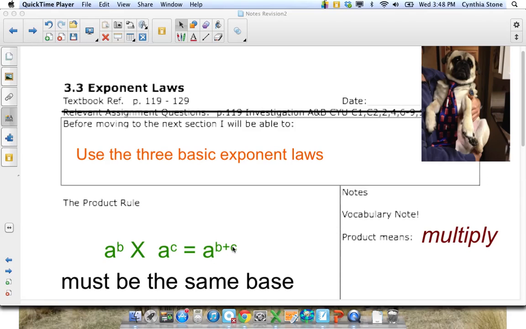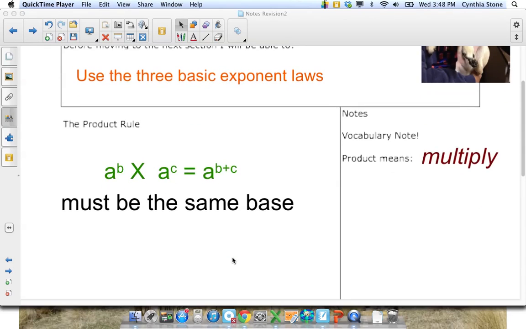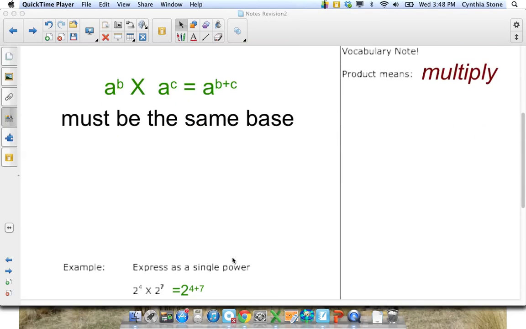And you're going to see the why in a little bit. I have an example where it's kind of easy to show you the why. So just take my word for it for the first example, and then we'll see the why in a minute. So that's the first rule, the product rule. Let's just practice it first.